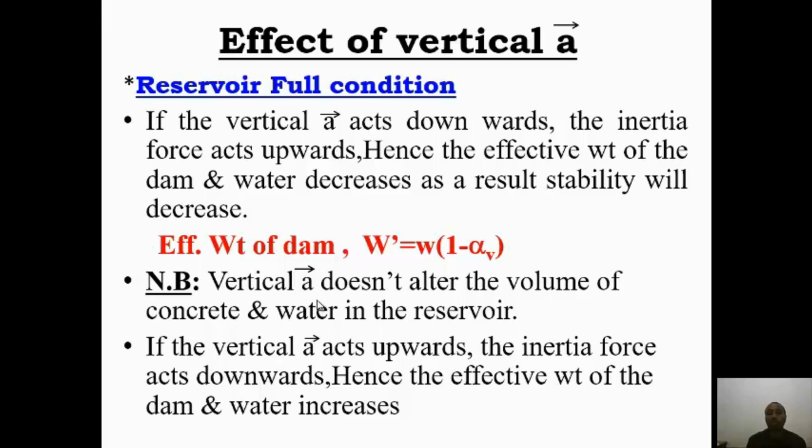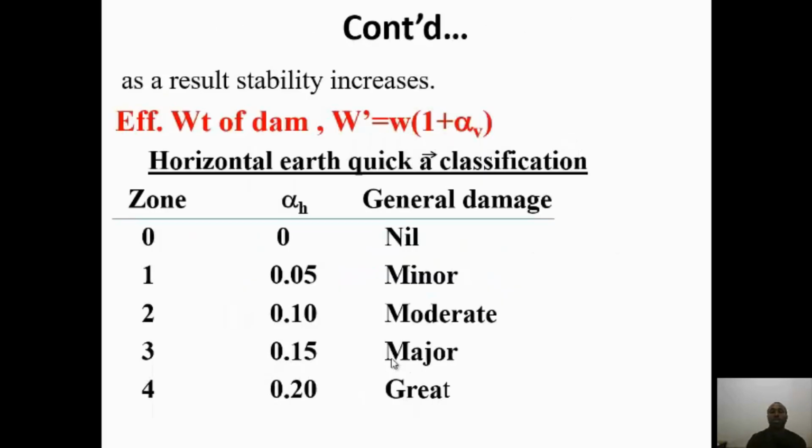As a remark, vertical acceleration does not alter the volume of concrete and also water in the reservoir. If the vertical acceleration acts in the upward direction, inertia will be in the downward direction. As a result, stability may increase, since the effective weight of the dam and water increases. So the effective weight will be W times 1 plus alpha V.